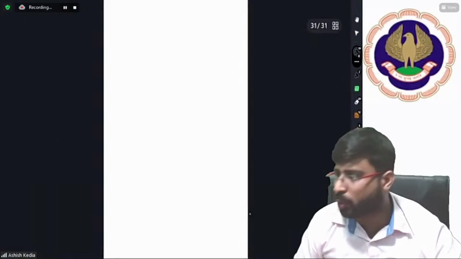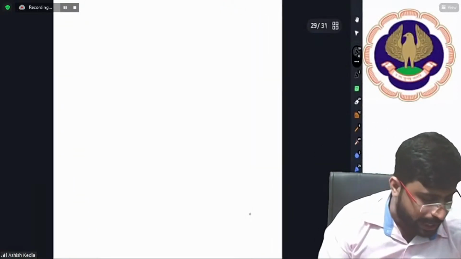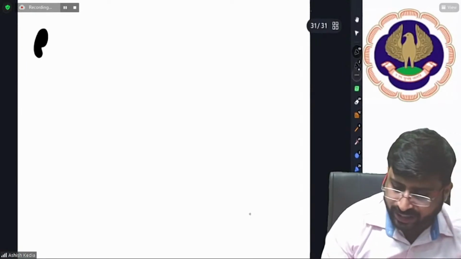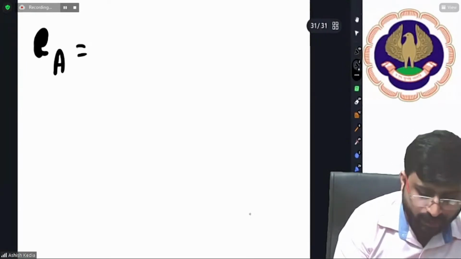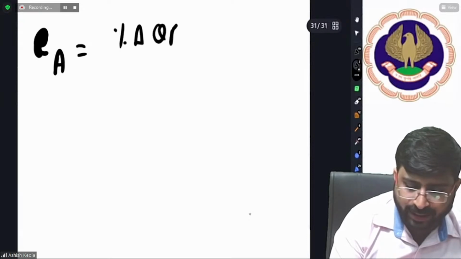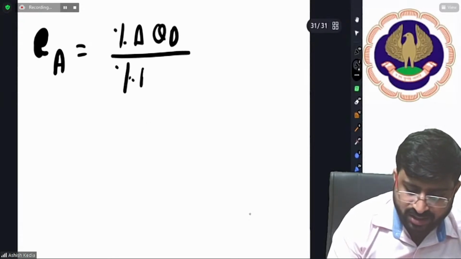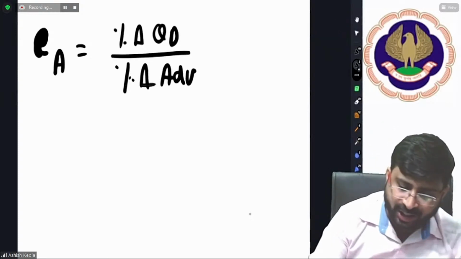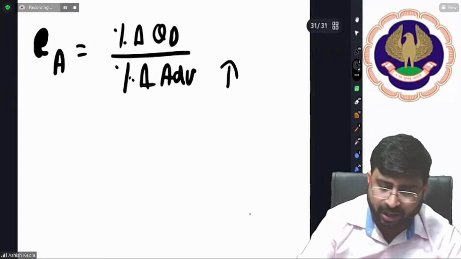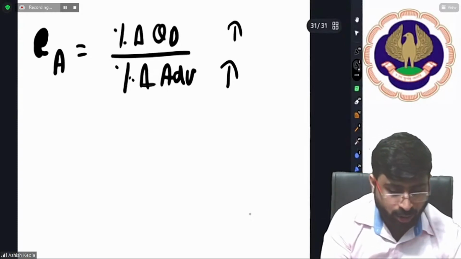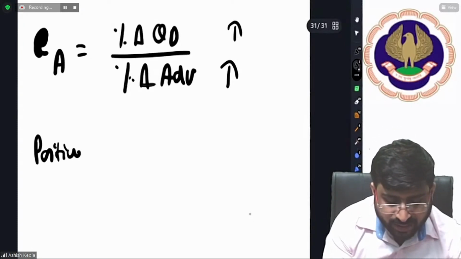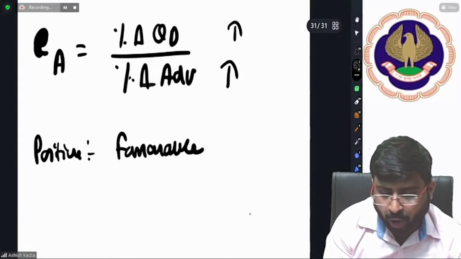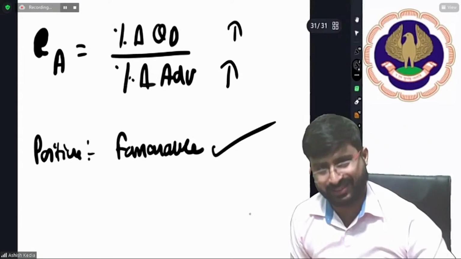Advertising elasticity, that you asked. Elasticity of advertisement is nothing but percentage change in quantity demanded divided by percentage change in advertisement. So suppose it is positive. It means if advertisement expenditure has increased, quantity demanded has increased. So if it is positive, advertisement is favorable. We should continue with the advertisement, as because of advertisement, demand is rising.